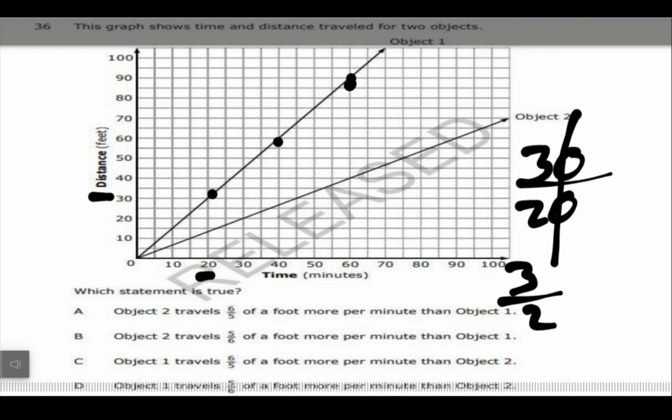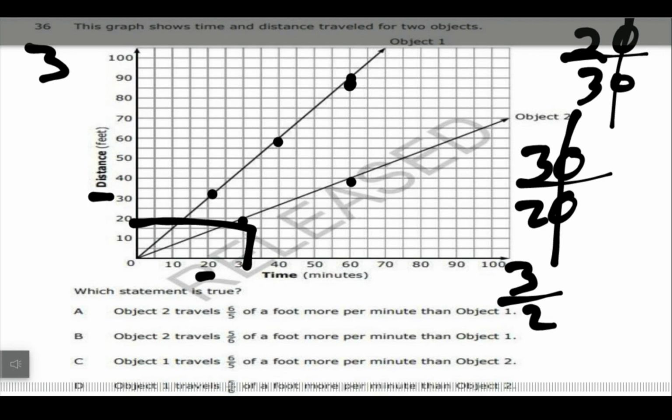And then for object 2, I want to look at a point where they cross. Right here is one that they cross. Also right here. Right here. But now it's 20 divided by 30, so it's almost like they're backwards. This one's 20 divided by 30, so this one is 2/3. So the first object is 3 out of 2, and the other one is 2 out of 3.